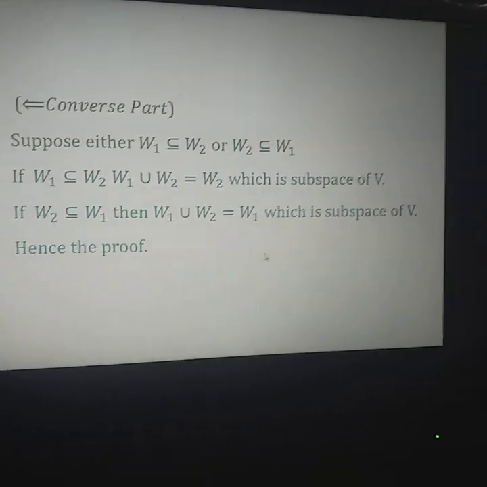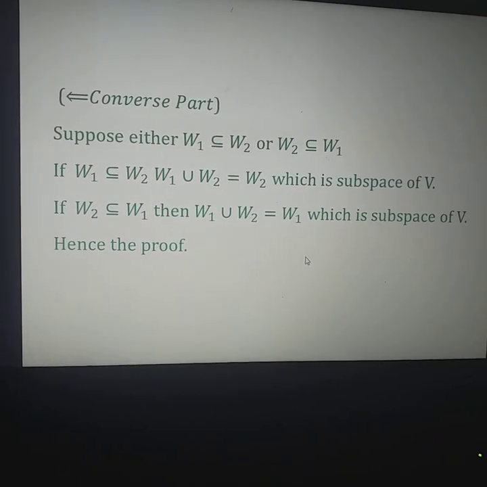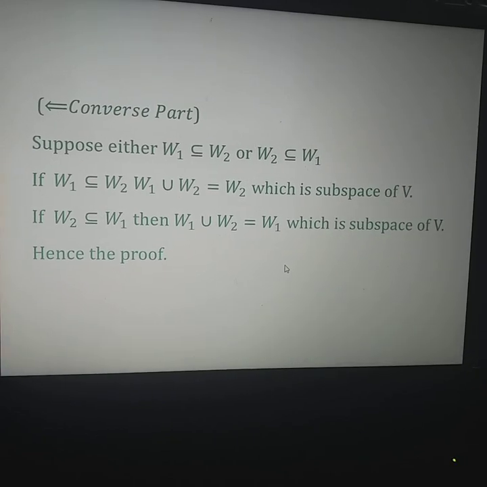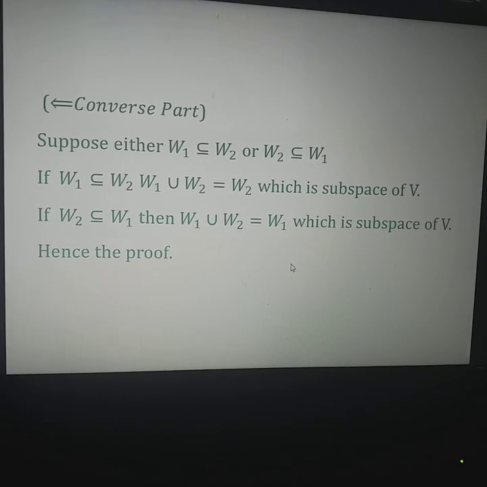Hence the proof. This is a very simple proof, which gives the necessary and sufficient condition for the union of two subspaces of a vector space to be again a subspace.